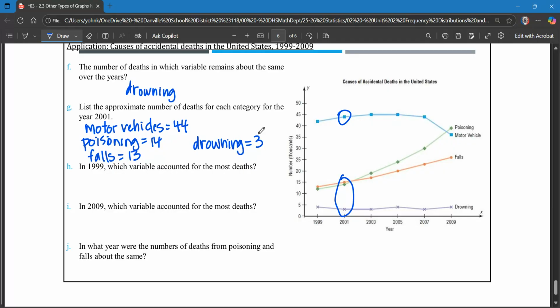In 1999, which variable accounted for the most deaths? In 1999, it was the blue one, which was motor vehicles. In 2009, which variable accounted for the most deaths? That would be poisoning.